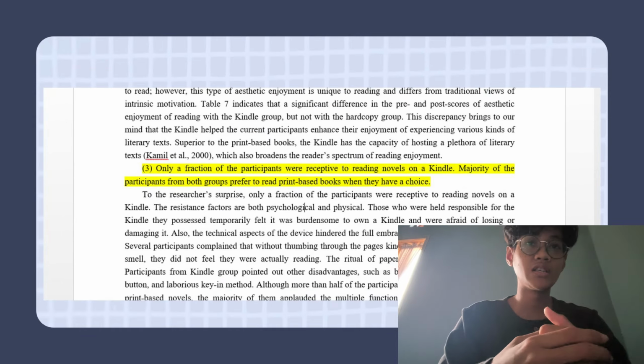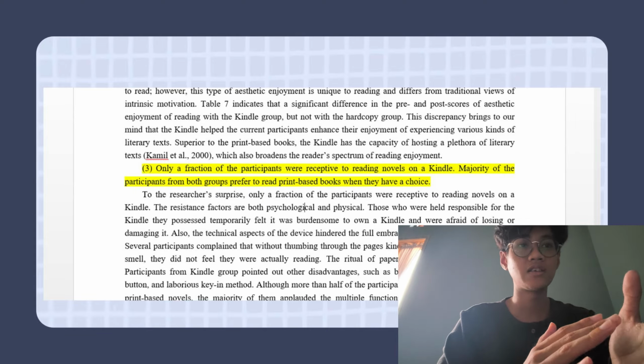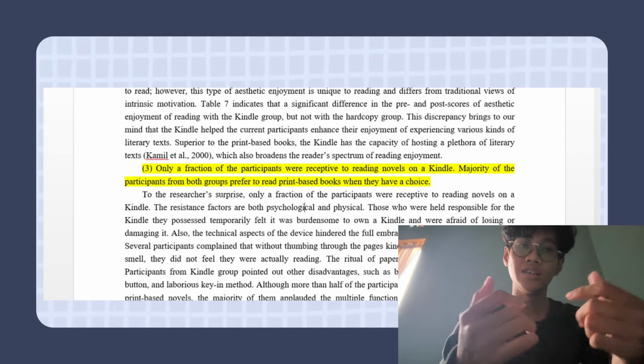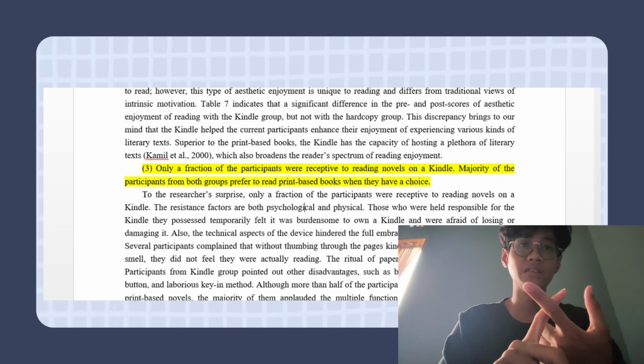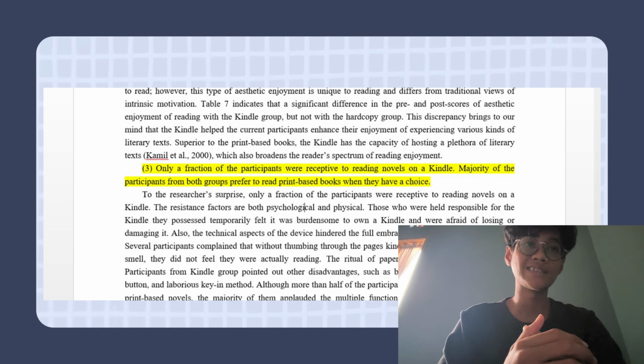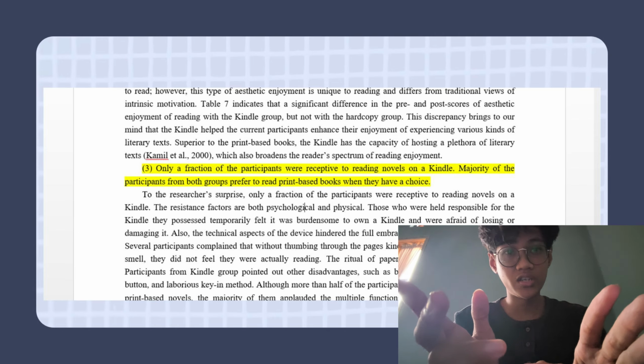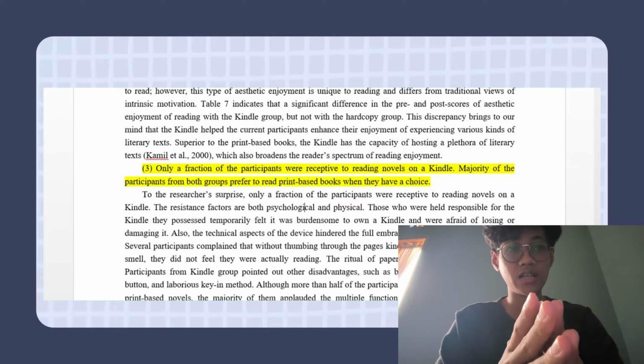And then the third is most students preferred printed books, even though they appreciated Kindle's useful features such as dictionary, portability, and ability to store many books. But the study also found that Kindle significantly increases students' aesthetic enjoyment of reading, meaning they enjoyed reading literary text more.